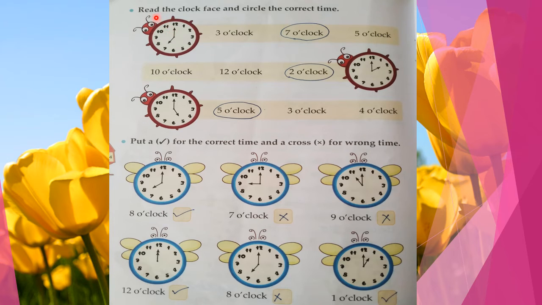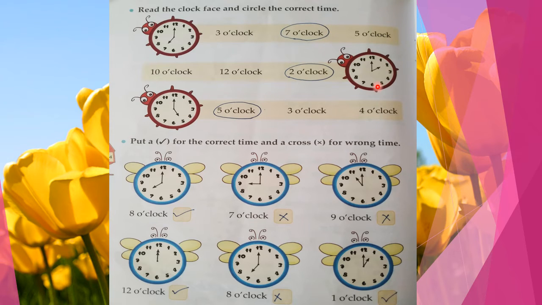Here are the book exercises. Read the clock face and circle the correct time. Class, in this question there are 3 clocks, 1, 2, 3, and 3 options also. You have to see the clock and circle the correct timing. In the first clock, the longer hand is on 12 and the shorter hand on 7. So the timing is 3 o'clock, 7 o'clock or 5 o'clock? 7 o'clock, the shorter hand points to 7. So you will make a circle on 7 o'clock.